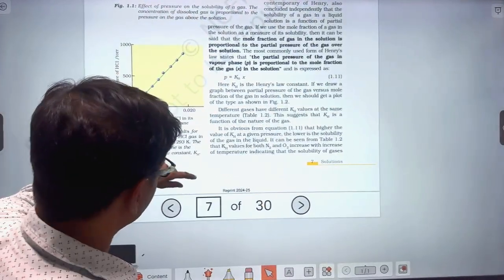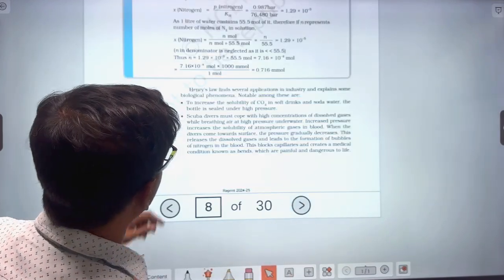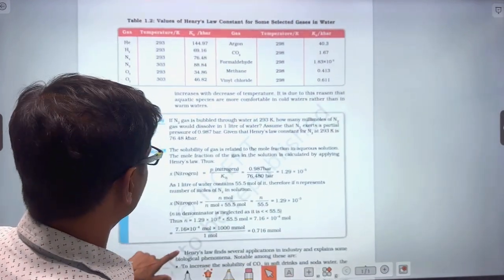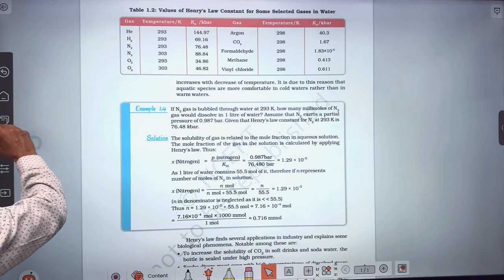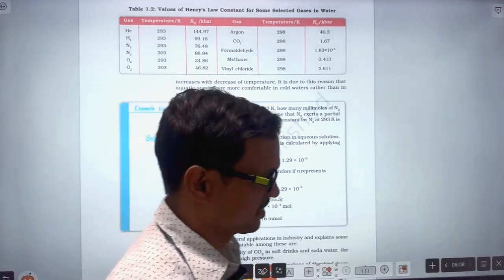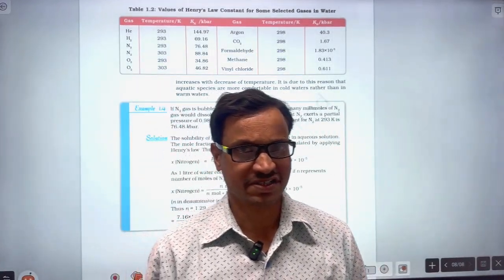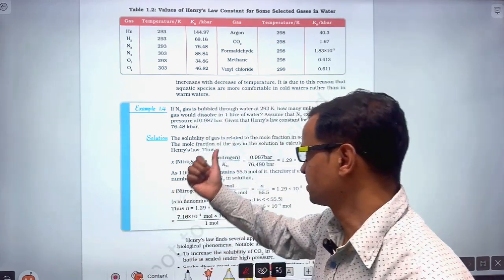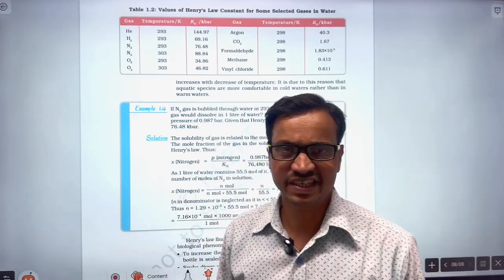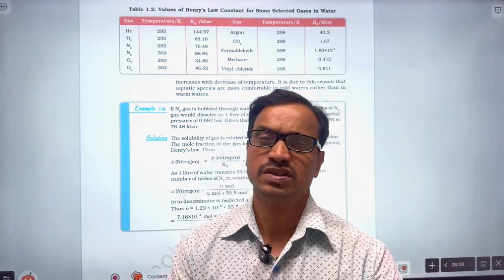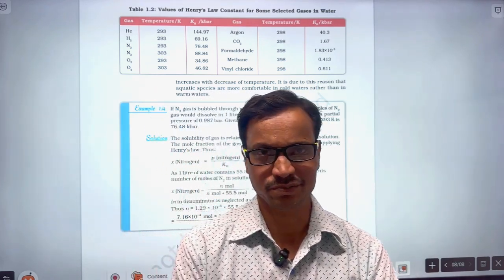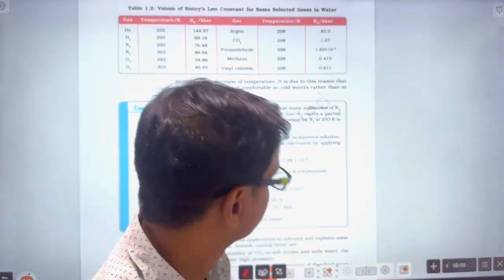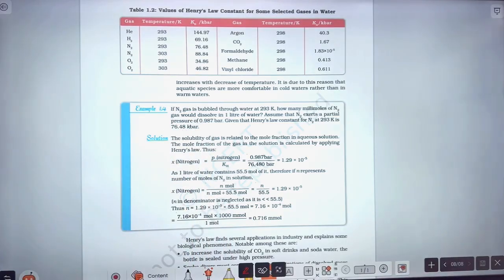Now let's see how to solve the next type of question. This question is frequently asked in the 12th board examination for 2 marks. This numerical question is frequently asked in the 12th board examination. Let's see how to solve it. Read the question carefully first.